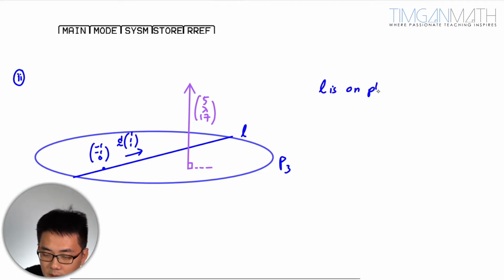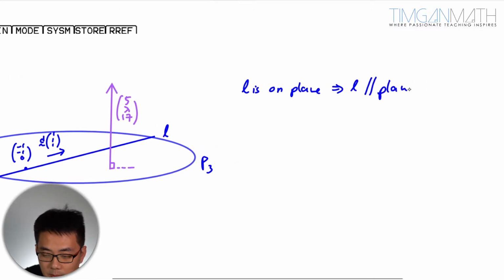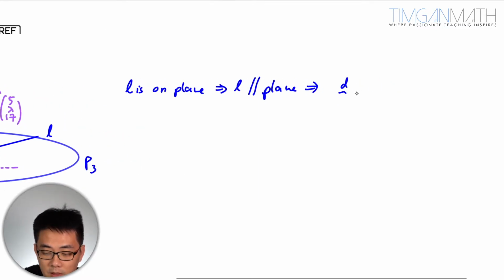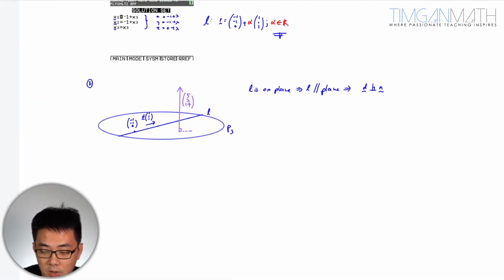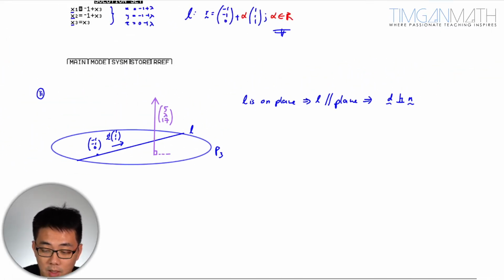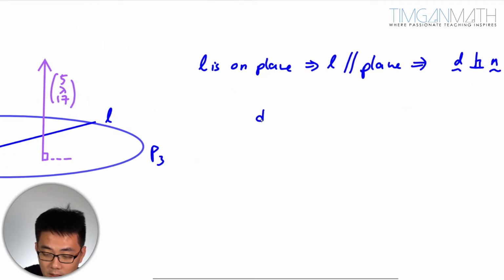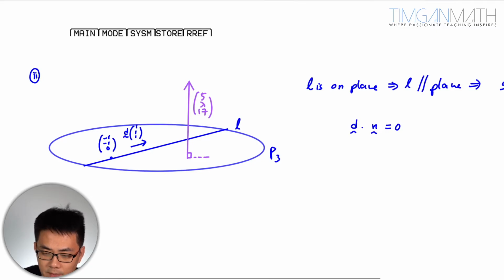Now, if the line is on the plane, the first thing you should know is that the line is parallel to the plane. It has to be parallel to the plane, right? Now if the line is parallel to the plane, this tells you that the direction of the line is perpendicular to the normal. So that's where the first clue lies. If we take d dot n, it should be equal to 0.